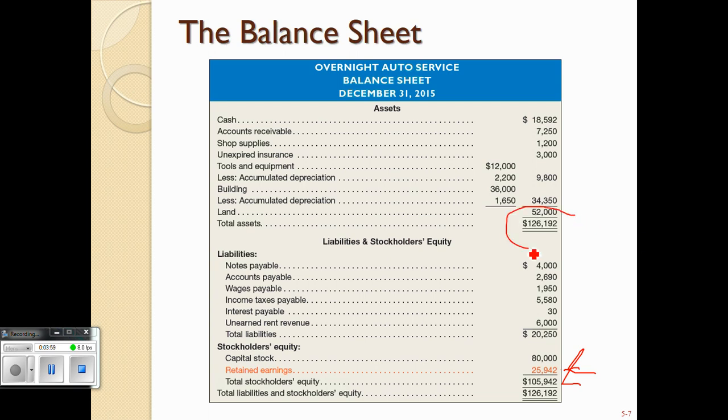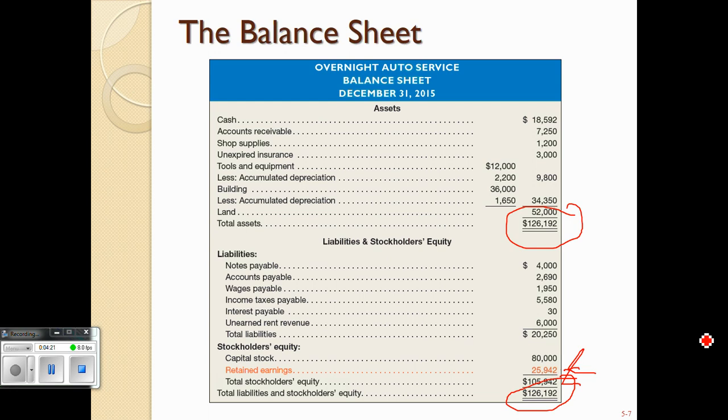Notice there's my total assets, 126,192. Notice I have two lines underneath it designating that I am done. Notice, thank God, it equals my liabilities plus my owner's equity at 126,192 there at the bottom. And once again, notice there are double lines to show that it is done.